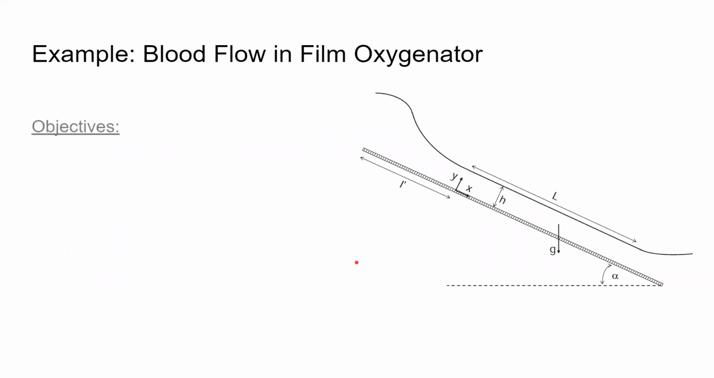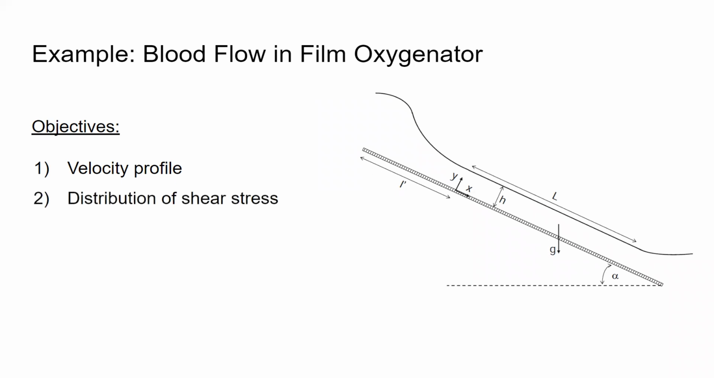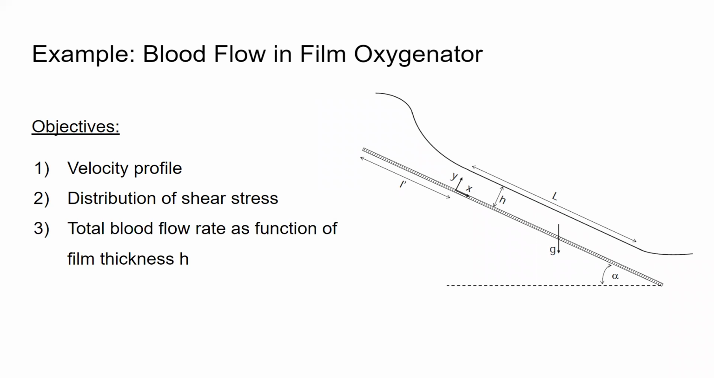So we have our objectives of using this shell approach. The first is to obtain the specific velocity profile. The second is to find the distribution of shear stress. And lastly, we're going to determine the total blood flow rate, Q, as a function of film thickness, H. That is one of the unknowns we have right here.